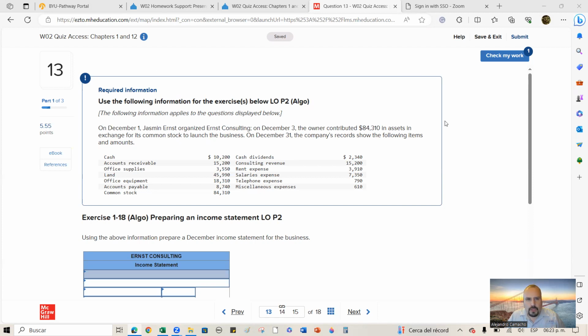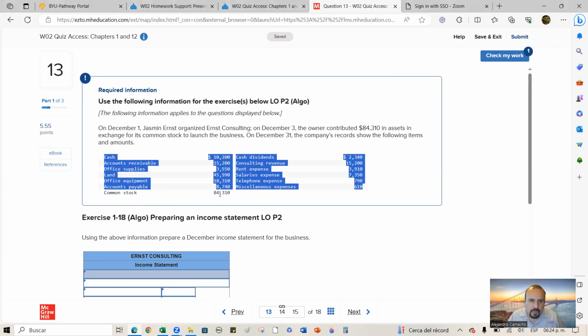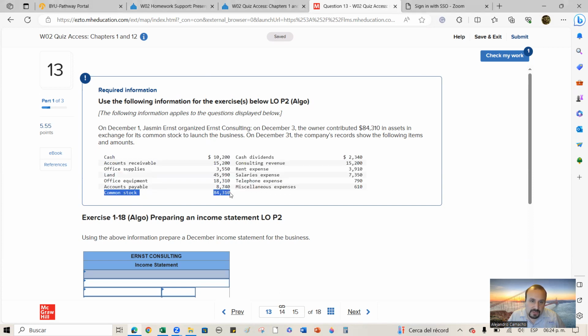So for this problem, there is a company in which someone invested to be able to buy some assets in exchange for common stock. So the common stock that this person is receiving is here. And the assets are basically in this column on the left.